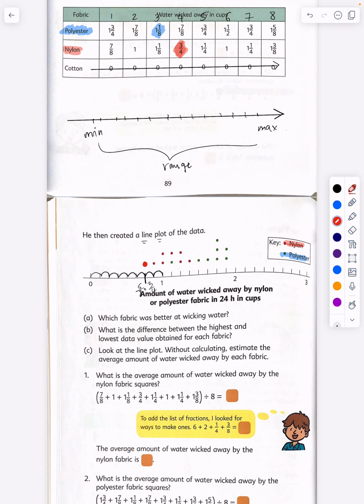Look, we also have all the dots in green color for polyester. So which fabric was better at wicking away water? In other words, which fabric was able to transfer water into the cup next to the solution? And of course, we see that most of the green dots right here on the higher volumes that generated more water are made of polyester fabric. So we can say, which fabric? Polyester.